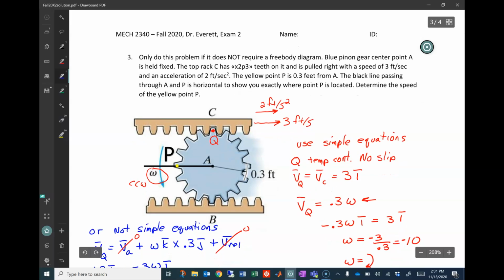Okay, so for problem 3, this one says only do this if it does not need a free body diagram. Okay, so how do you know? Well, in this case, I want the speed. It's 2 degrees of freedom. And so I have to tell you 2 things. And one is the speed of the top rack, right? And I also tell you that point A is fixed. So I'm giving you 2 velocities, 2 degrees of freedom. You don't need a free body diagram.